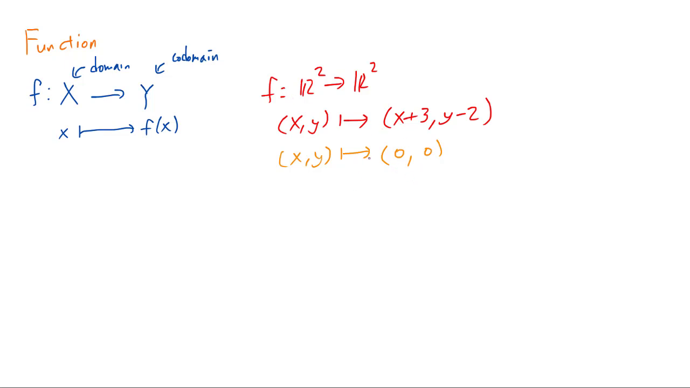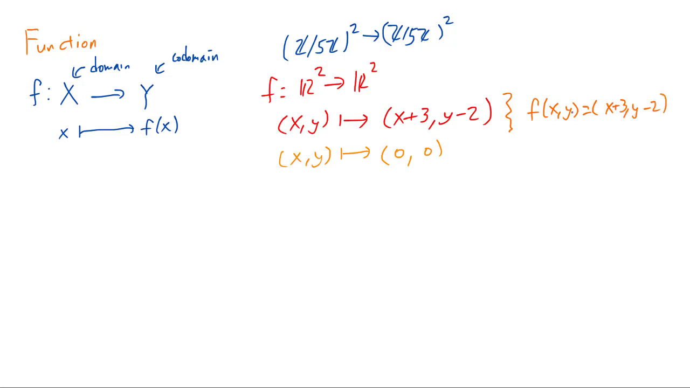I guess something that has to be pointed out is that unless domain and codomain are very clear from context, you probably want to specify them. Because, for example, if you're going to just tell me that the function is x, y being sent to x plus 3, y minus 2, then for all I know, this could be a map from, say, Z mod 5 squared to Z mod 5 squared. You have to tell me that it's a function from R2 to R2 for me to actually understand what exactly this construct is. And another notation that you may see for just this mapping part is f of x, y equals x plus 3, y minus 2. This is exactly the same thing.